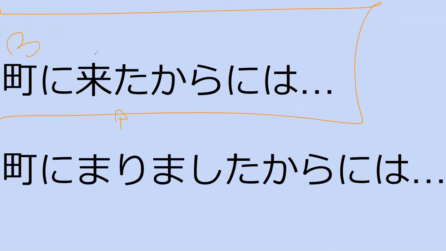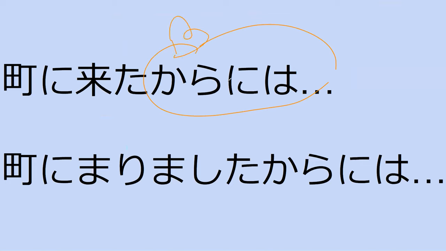Machi ni kita kara niwa. What do you think this means? So the point here is the verb kita, came. Came where? Machi ni, came to the town. But all of that is being modified with this kara niwa bit. So it's saying, having come to the town. Exactly. Perfect. Since I'm now in the town, having come to the town, something. We're basically setting the stage.